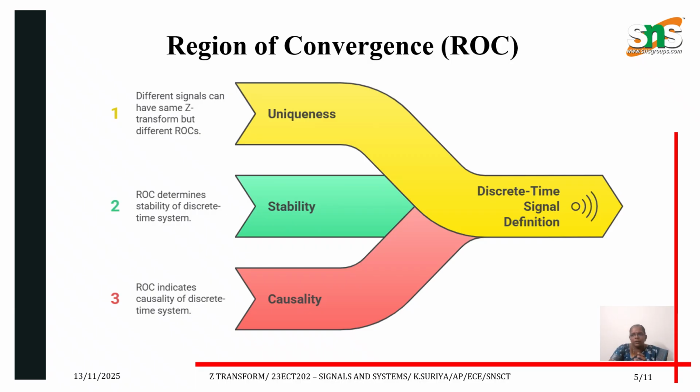So some important things in the ROC are, first, its uniqueness. The Z transform along with its ROC uniquely defines the discrete time signal x of n. Different signals can have the same algebraic expression for their Z transform but different ROCs. The ROC can be used to determine the stability of a discrete time system. So if ROC includes the unit circle, modulus of z equal to 1, then the system is stable. Causality also comes here, where the ROC can also indicate whether a system is a causal or an anti-causal system.